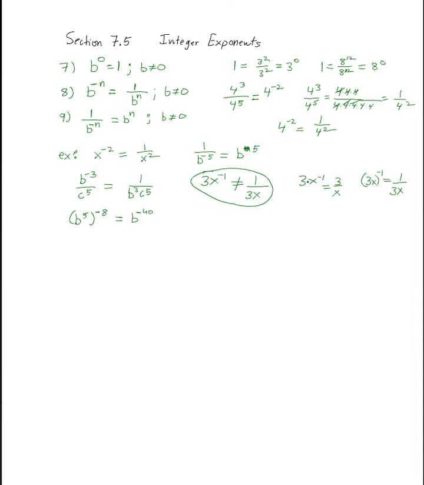And then the directions generally are write your answer without having negative exponents. So without negative exponents, I have to drop that b to the bottom. So that's 1 over b to the 40.